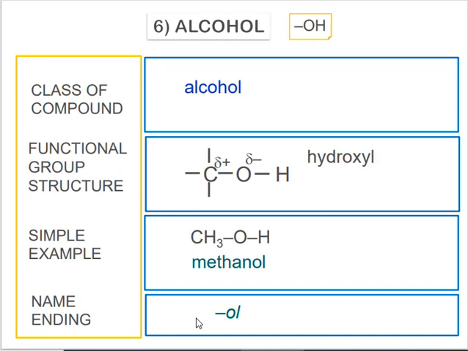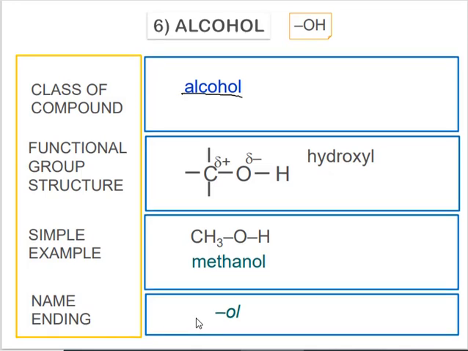Next we look at alcohol. For the class of compound alcohol, the functional group is OH, C-OH. The name of the functional group is hydroxyl. So you see the difference: the class of compound is alcohol, but the name of the functional group is hydroxyl. It has a carbon attached to OH. This is an example, methanol, the alcohol with one carbon. Alcohol names end with OL.